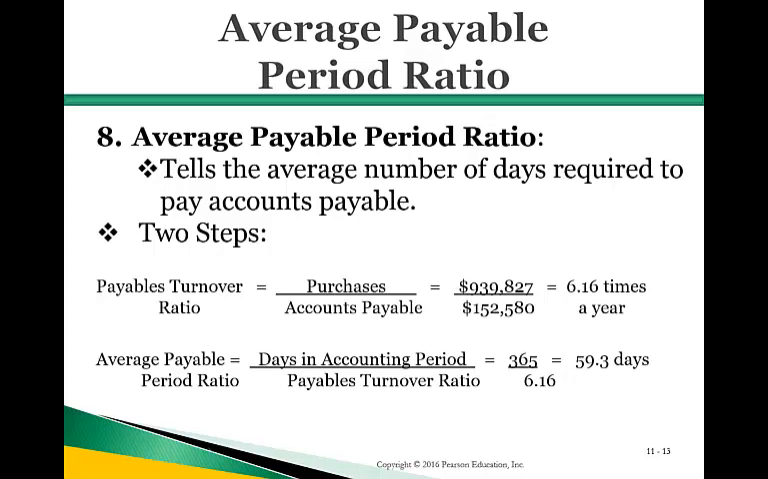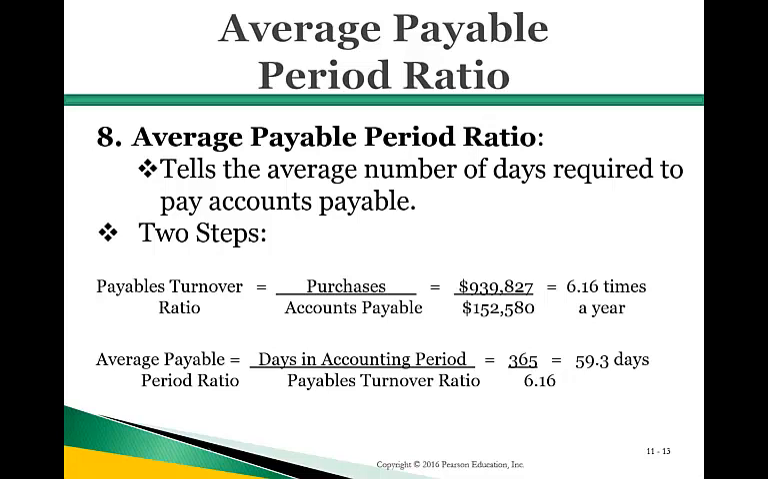All right, the average payable period ratio tells us the average number of days that we're taking to pay our bills. Very similar, we take our purchases divided by our accounts payable. In this case for Sam's, that's 6.16 times a year. We divide 365 by 6.16. So it's taking us about 59.3 days to pay our bills.